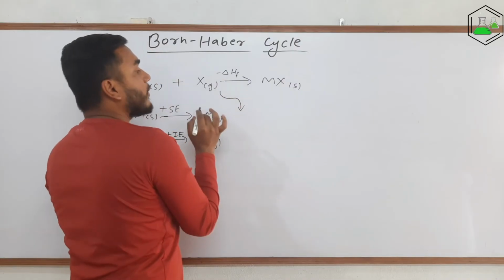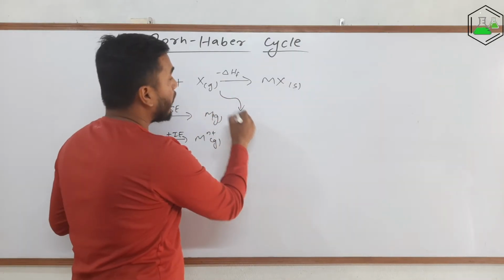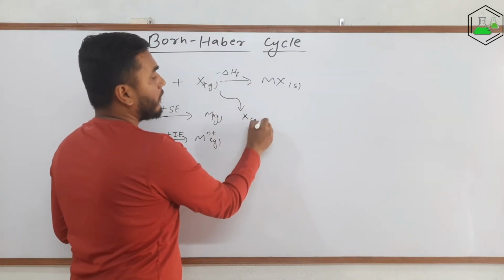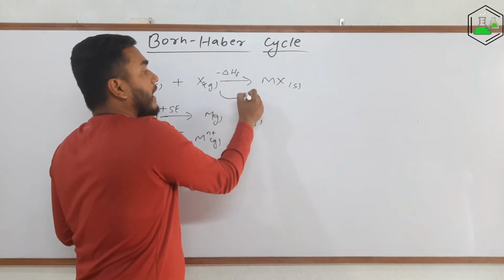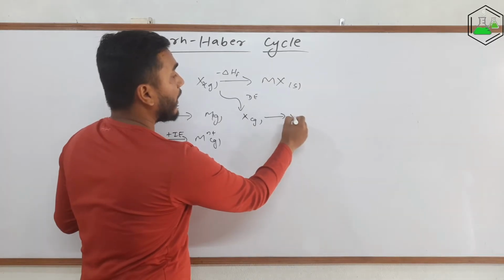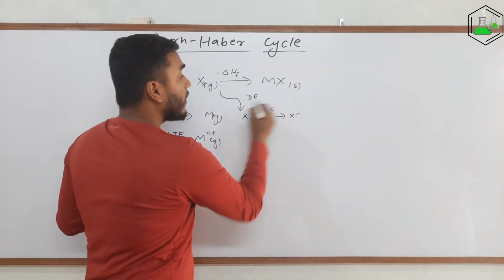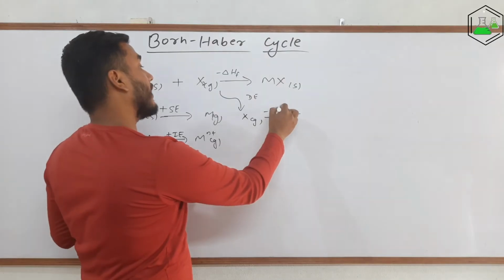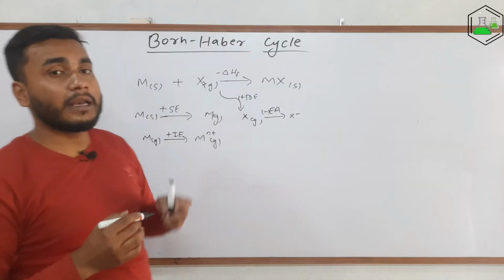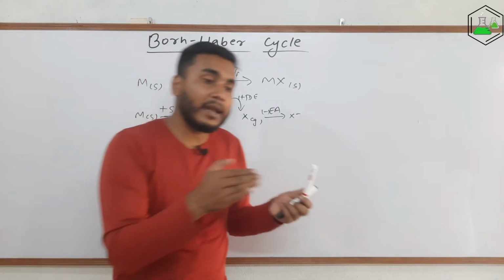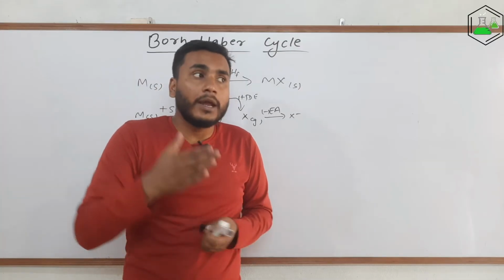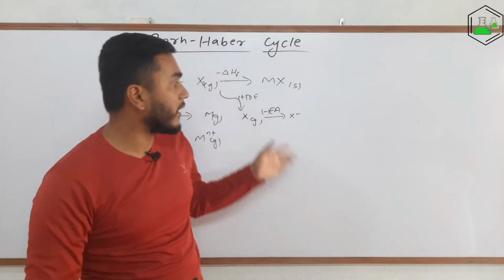if this is a diatomic gas, we need to convert it into the monoatomic form. For that, we need to add some energy, that is called dissociation energy. And finally, this can be converted into an anion by releasing some energy. That's why I'm giving minus as the sign. Releasing some energy is called electron affinity. If we are adding an electron, then it will lose some energy, that is called electron affinity.